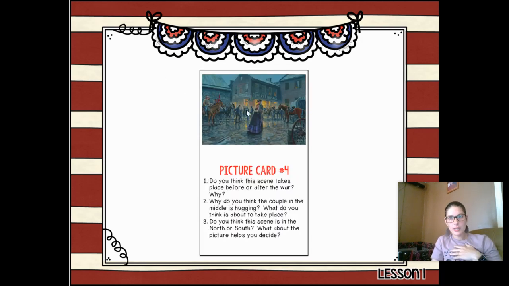All right. So this one, I wish I could zoom in on it a little bit, but it says, do you think this takes place before or after the war?